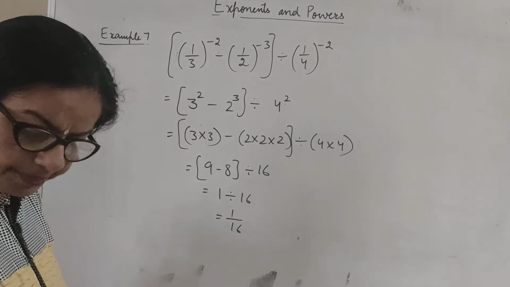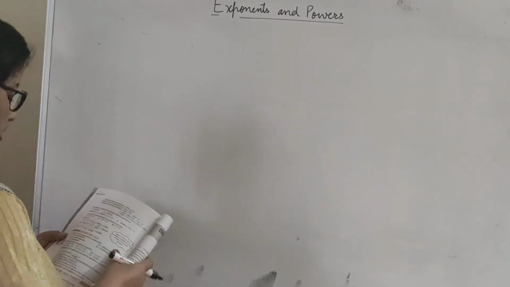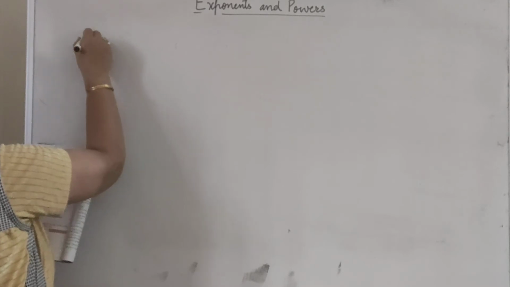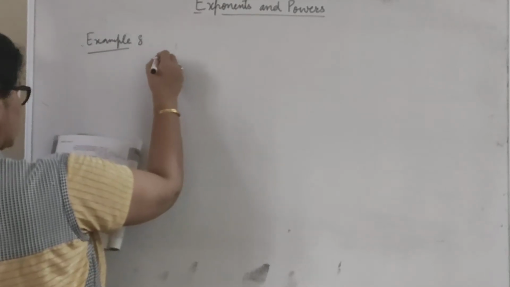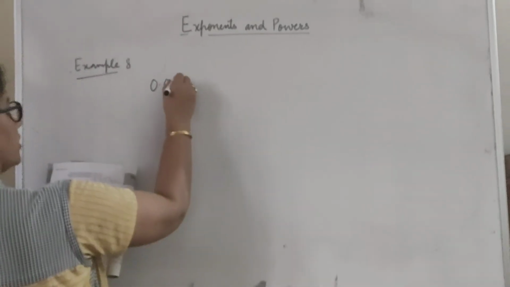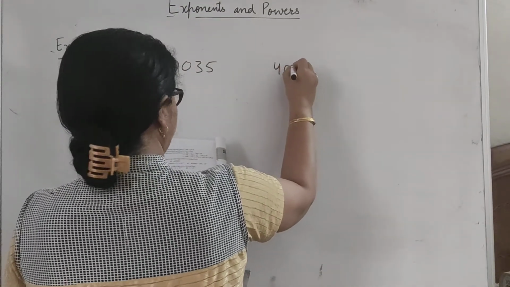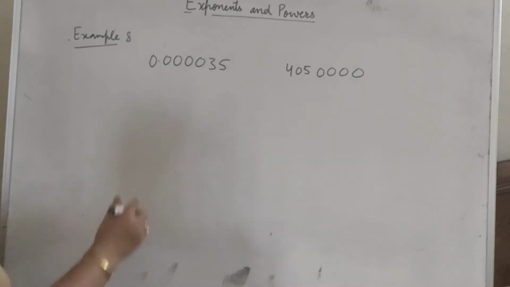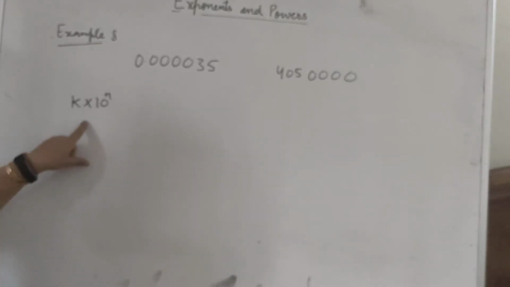Let us do one more example. Express in standard form 0.000035, and the other one is 40540 followed by 40. We want to write in standard form. You know what the standard form is? k into 10 raised to the power n. This is the standard form.